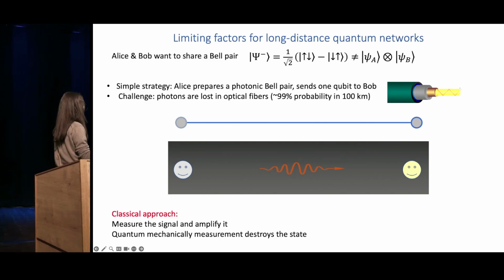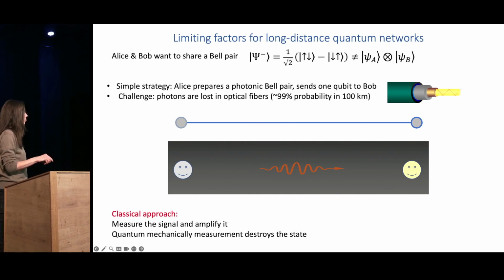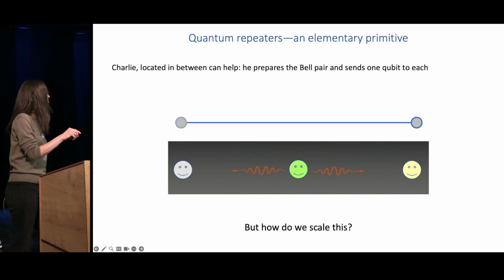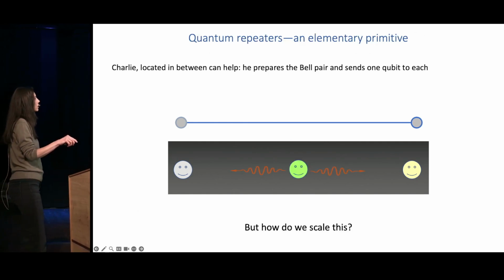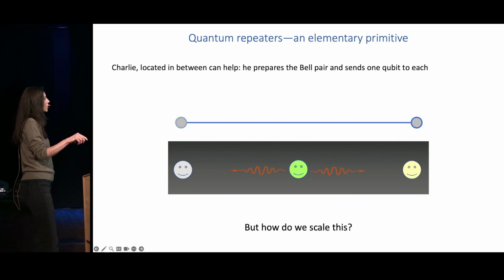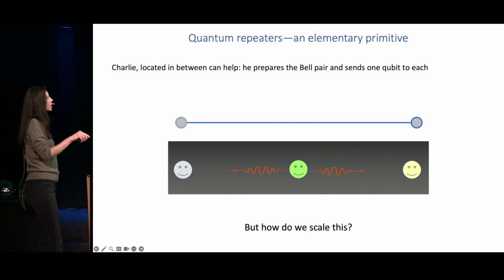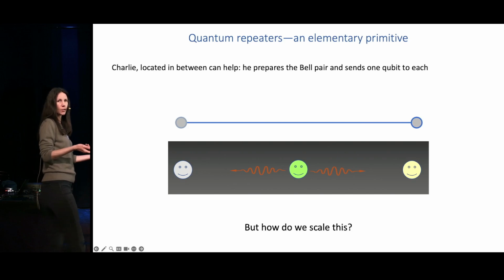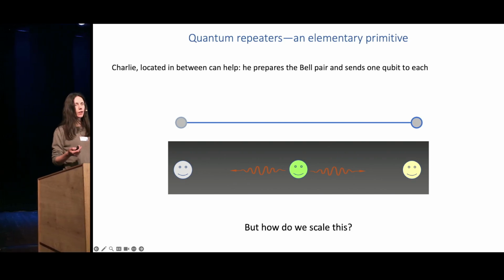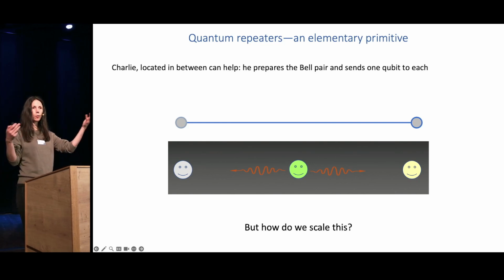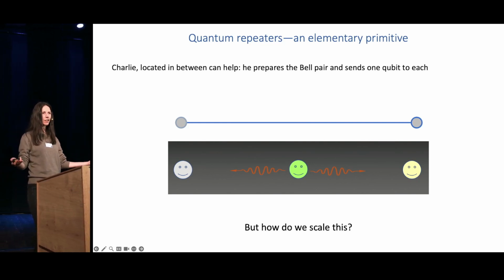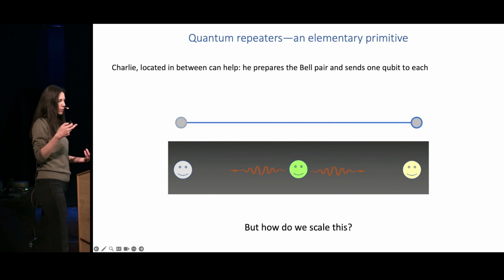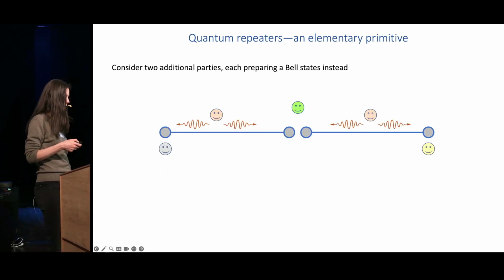Classically, you can measure and amplify. In quantum, of course, you cannot, because measurement alters the state. So you need to do something better than that. One thing you can do is put someone in the middle. Let's call them Charlie. Charlie can create a Bell pair and send one photon one way, one photon the other. But of course, this doesn't scale, because this just cuts the distance in half. And if my problem is that things are bad exponentially, a factor of 2 in distance is not going to save me, right? But I can do something that we essentially already saw.